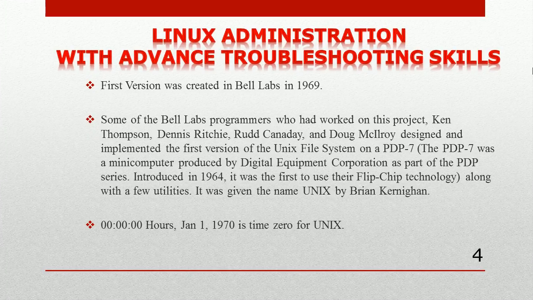That is about the history of Unix. So we have to just read it out. The first version was created at AT&T Bell Labs in 1969. Some of the Bell Labs programmers who worked on this project were Ken Thompson, Dennis Ritchie, and others. They designed and implemented the first version of Unix on a PDP-7. So we should know what a PDP-7 is. The PDP-7 was a minicomputer produced by Digital Equipment Corporation as a part of the PDP series, introduced in 1964, and it was the first to use their flip-chip technology. Along with a few utilities, it was given the name Unix.